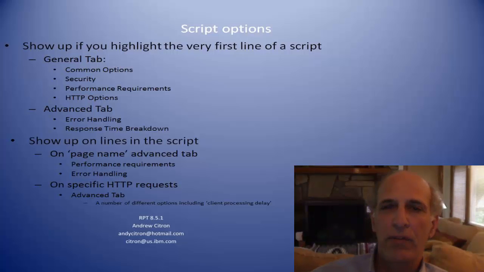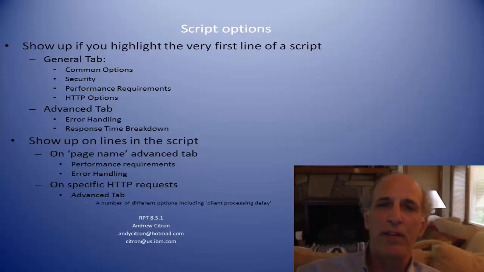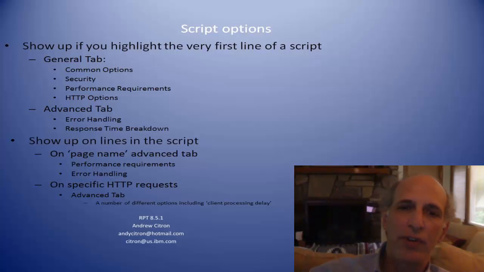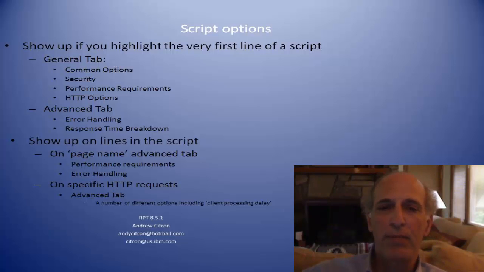Today I'm going to talk about script options. These are options you set at the test script level. Most of the options show up if you highlight the very first line of the script. You'll see a General tab which discusses common options, security options, performance requirements, and HTTP options, which are probably the most important. There's also an Advanced tab which shows error handling and response time breakdown.